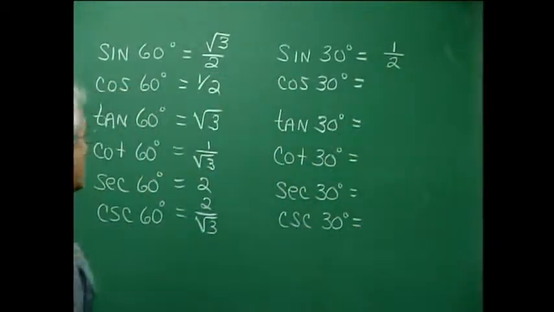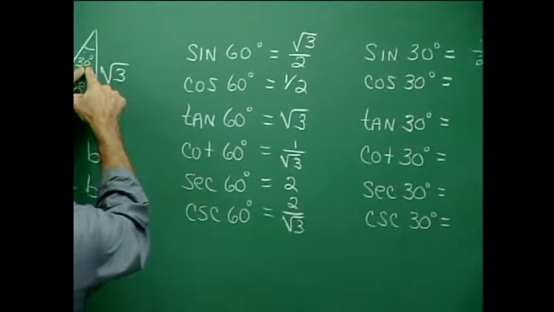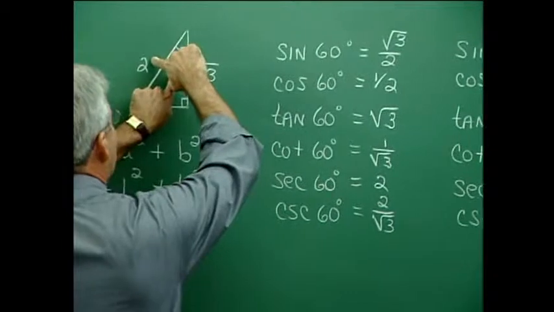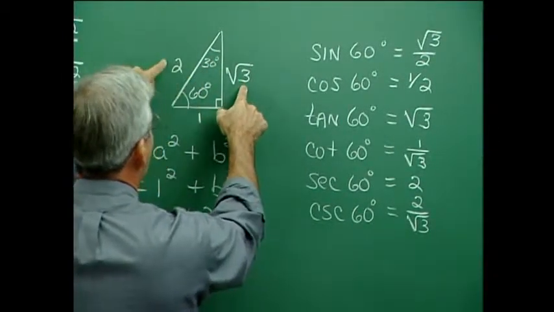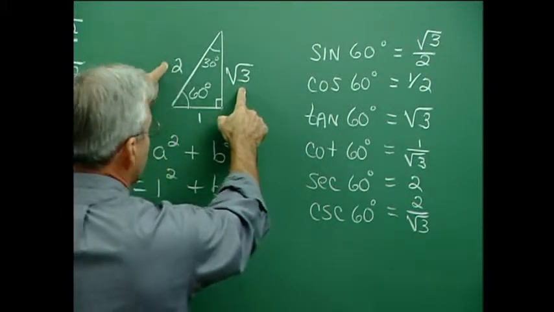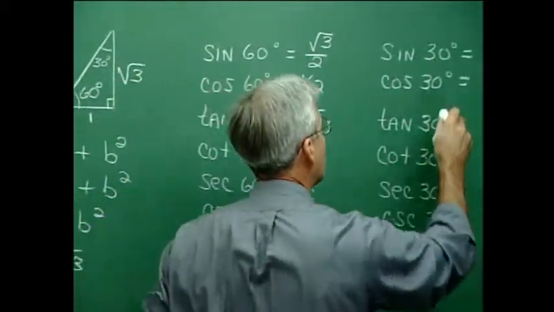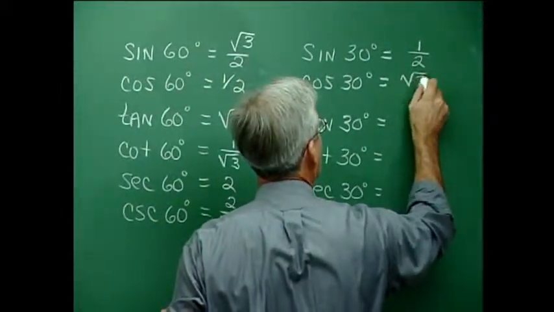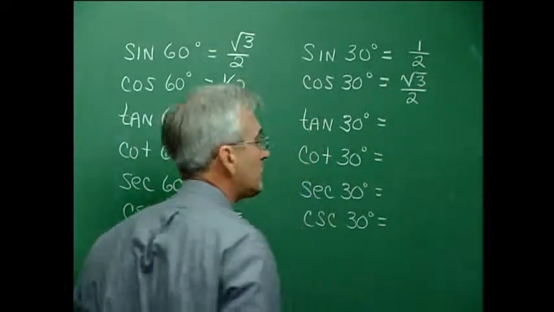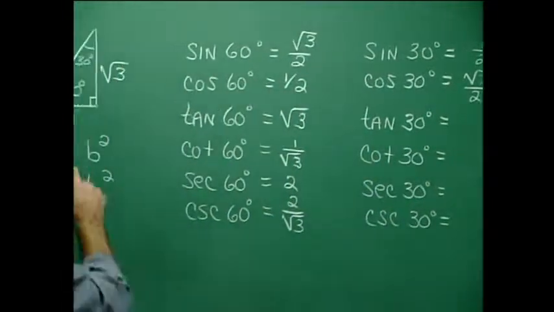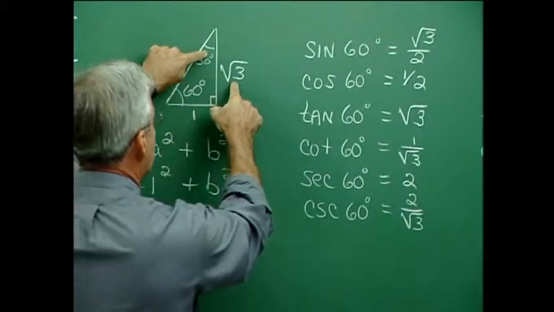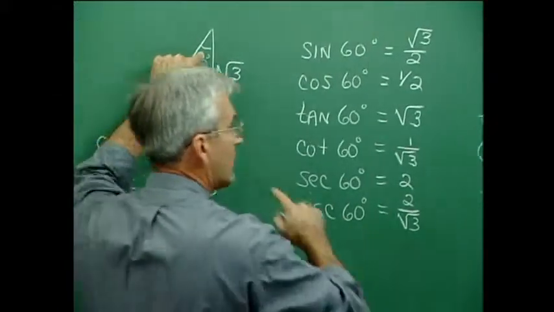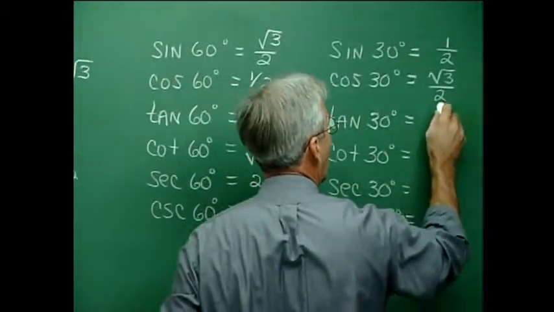Cosine 30 degrees, from our reference triangle now, from the perspective of this angle, this is the hypotenuse, the adjacent side is this side, so it's adjacent over hypotenuse, so it's the square root of 3 over 2. Over here, square root of 3 over 2. Tangent 30 degrees. From the perspective of this angle, the tangent is opposite over adjacent, so it's 1 over the square root of 3. Over here, 1 over the square root of 3.